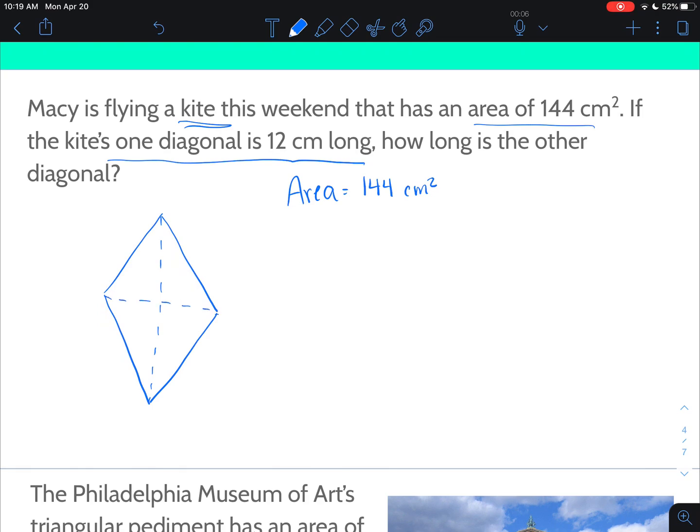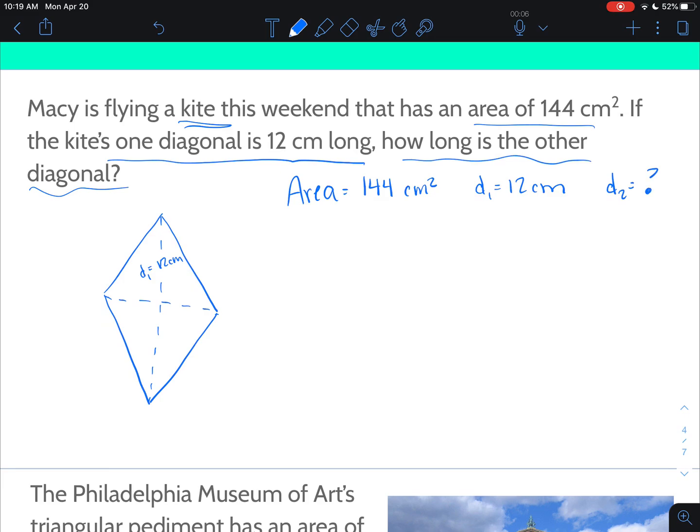So we know one of them. We'll call this one diagonal 1, which is 12 centimeters. So we'll also write that down over here. It wants to know how long is the other diagonal. So that would be the second diagonal, or D2. We don't know what that is, so we're going to leave it a question mark.